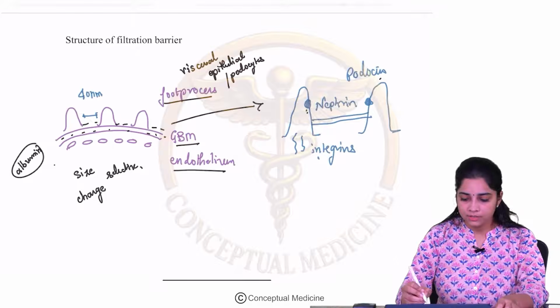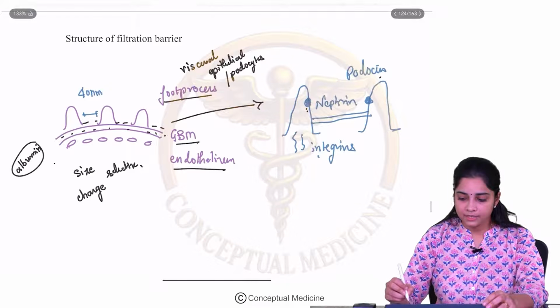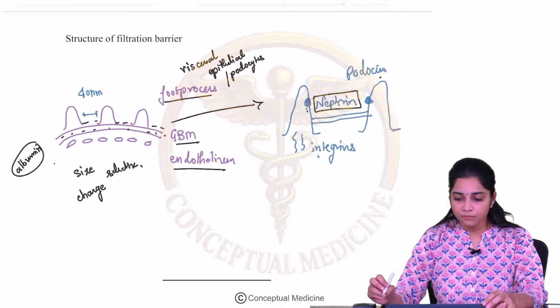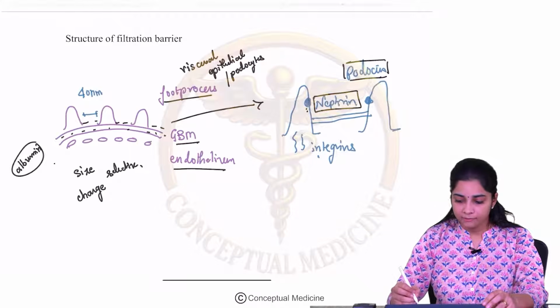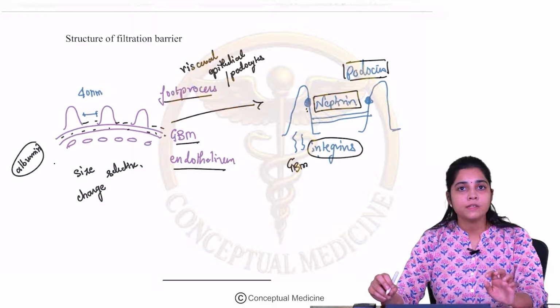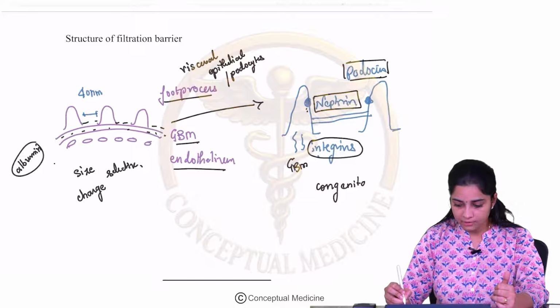Now if you zoom in further, you can see the structure of the podocyte. Each podocyte is connected to one another by cytoskeleton elements known as nephrin. Apart from that, you also have a protein called podocin, and the podocytes are connected to the glomerular basement membrane by proteins called integrins. What is the importance of all of these proteins? When they are affected, it results in congenital nephrotic syndromes.